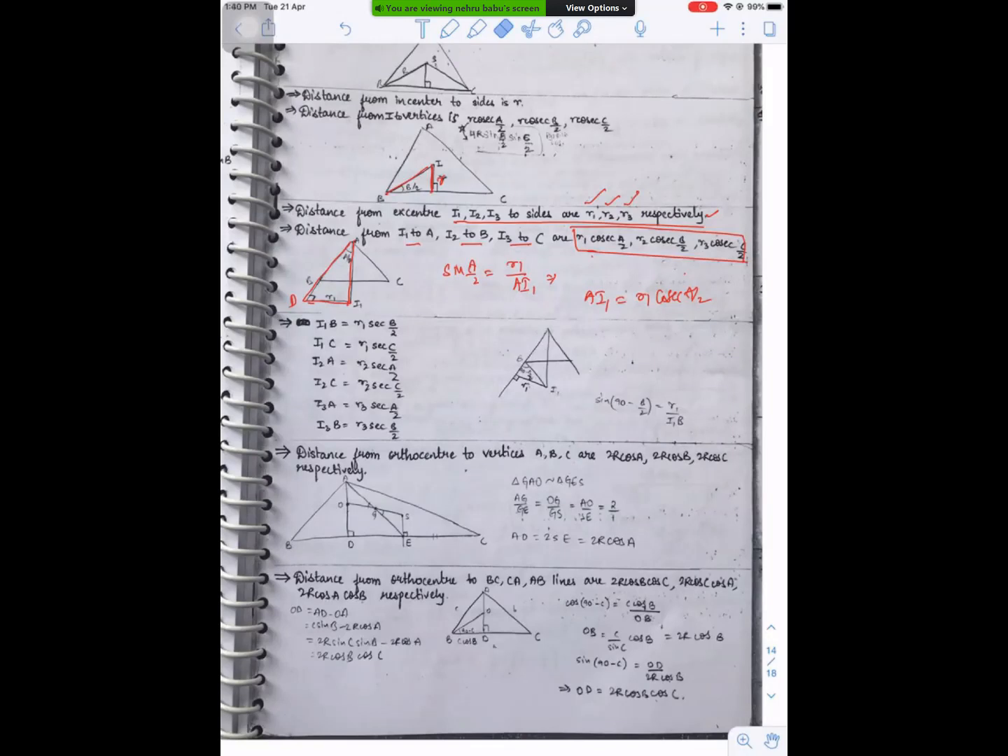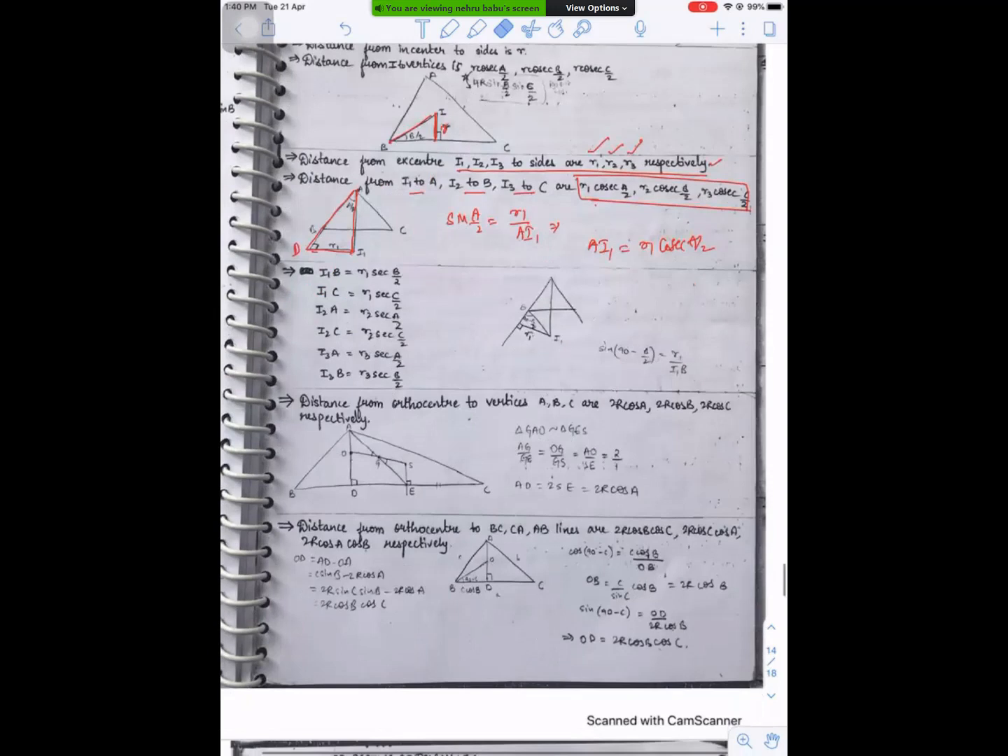In the same way, the I2 to B distance is R2 cosec B by 2, and the I3 to C distance is R3 cosec C by 2. So these are the distances. Similarly, I1A, I2B, I3C have similar results. For I1B, because it is like an external angle bisector, you will get R1 secant B by 2, and I1C is R1 secant C by 2. Similarly, you will get I2A, I2C, I3A, I3B.